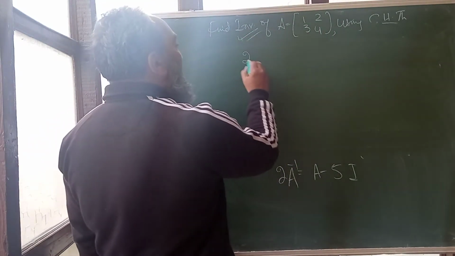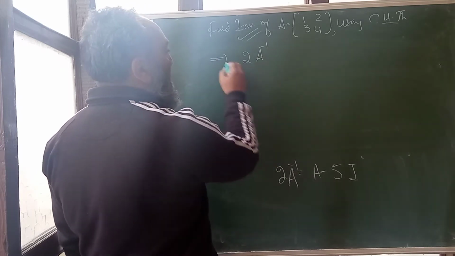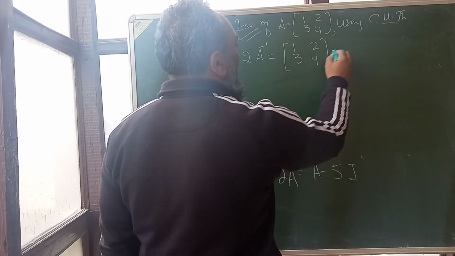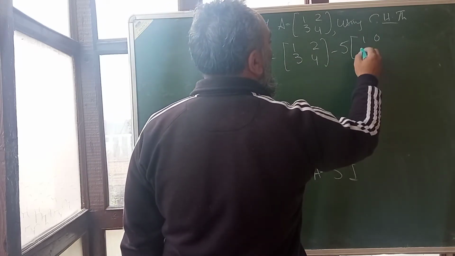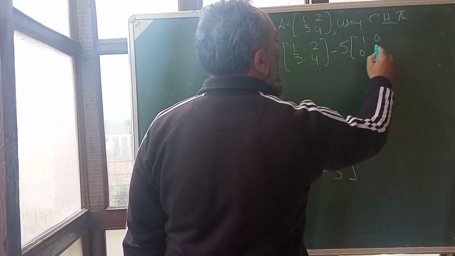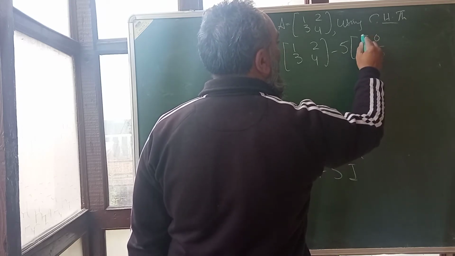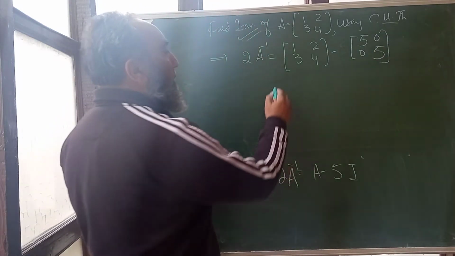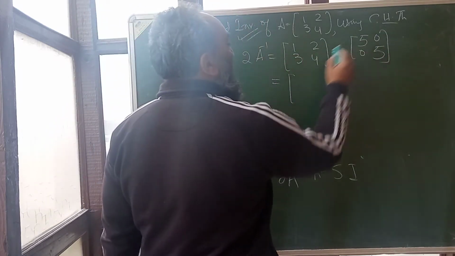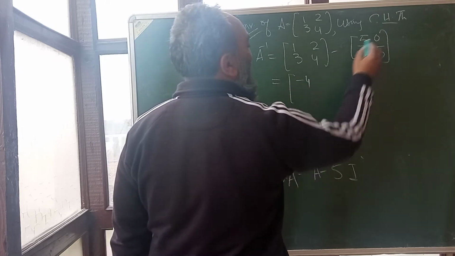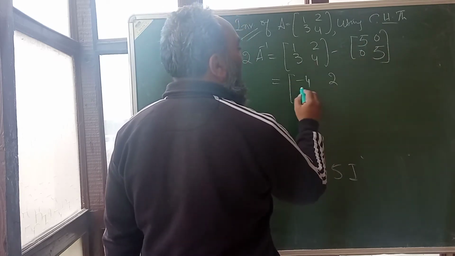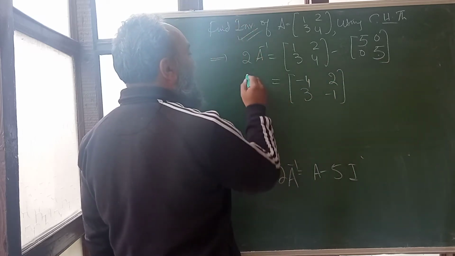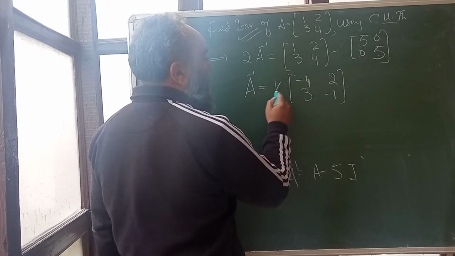So twice A inverse, this gives us A, which is 1, 2, 3, 4, minus 5 times I, which is 1, 0, 0, 1. Okay, so this is equal to 1 minus 5 is minus 4, 2 minus 0 is 2, 3 minus 0 is 3, 4 minus 5 is minus 1. So your A inverse is 1 by 2 of this matrix.